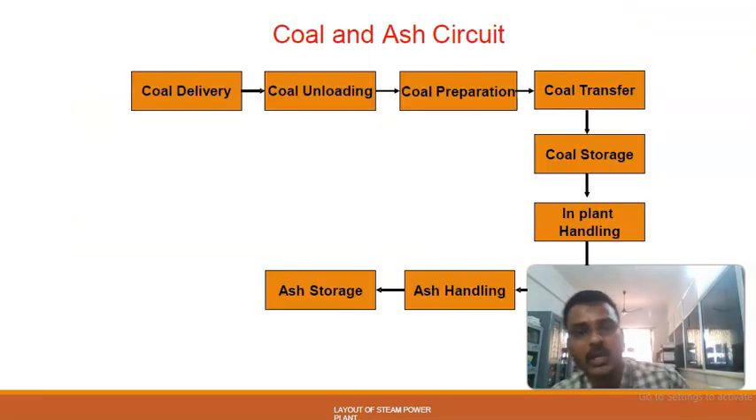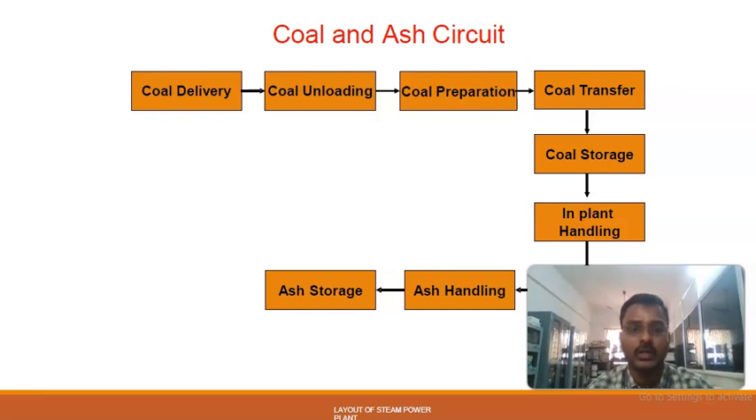This is the coal and ash circuit, where you have the coal delivery, coal unloading, coal preparation, coal transfer, coal storage, in-plant handling, boiler furnace, and ash handling, where the coal will be stored and unloaded for preparation to get steam energy. So this is the coal ash circuit.